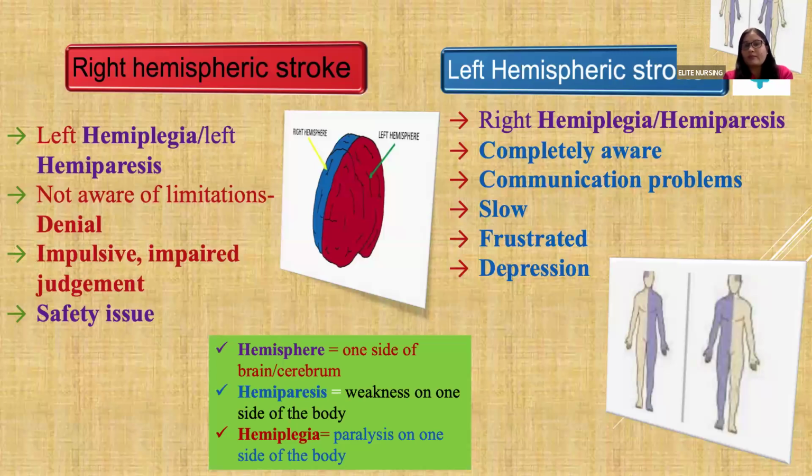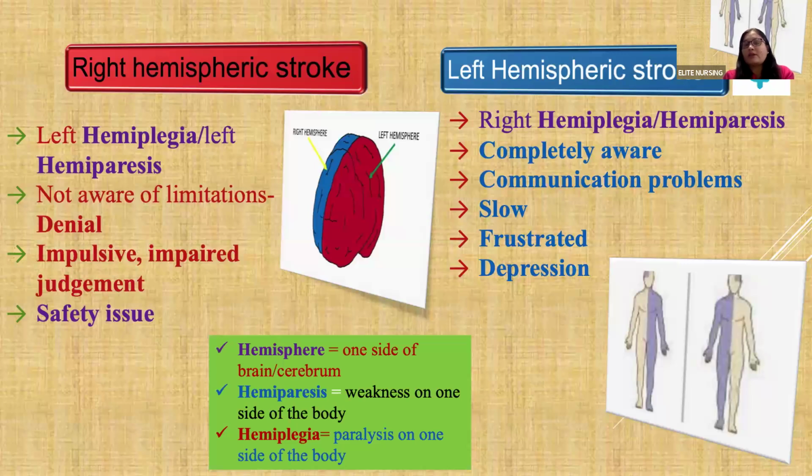On the other side, when a patient has a stroke in the left hemisphere, or left side of the cerebrum or brain, then their right side will be weak, meaning right hemiplegia or right hemiparesis. Right-sided weakness or right-sided paralysis. But these patients are completely aware of their deficits. They can have communication problems.